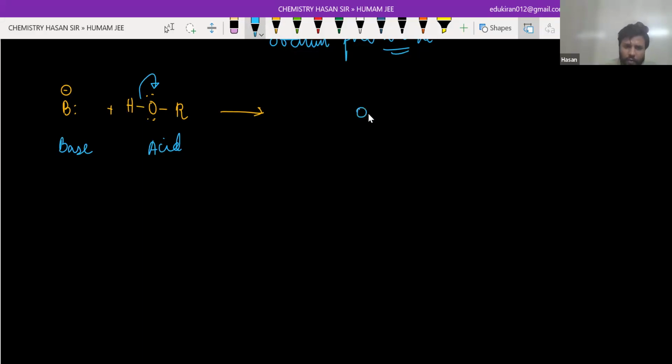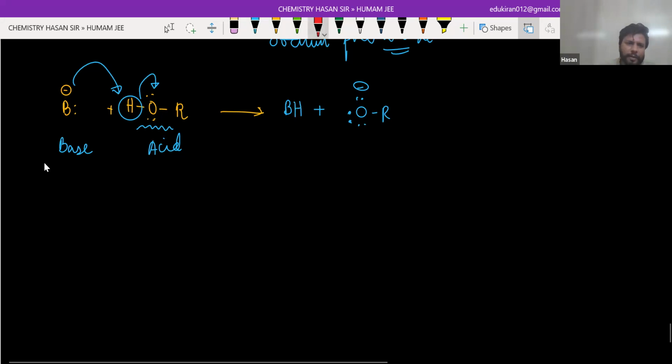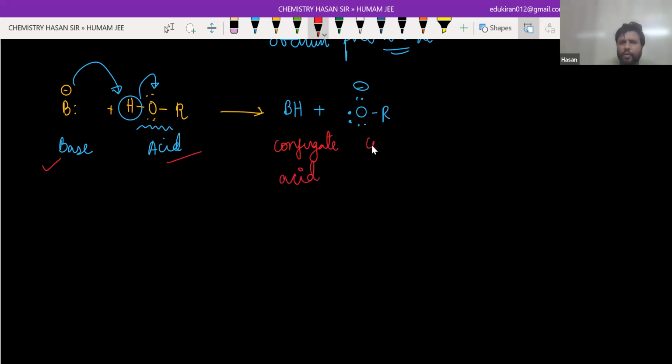So first of all, this electron will be gained by this OR minus. So what it will be? OR, and we can write like this. And this is having deficiency of electron, so this will be attacked by this base. Basically, this eliminates H plus, and it becomes BH. You know that base is converted into conjugate acid, and acid is converted into conjugate base.